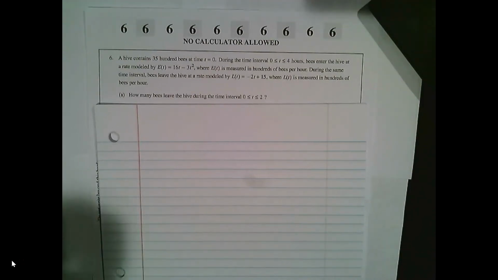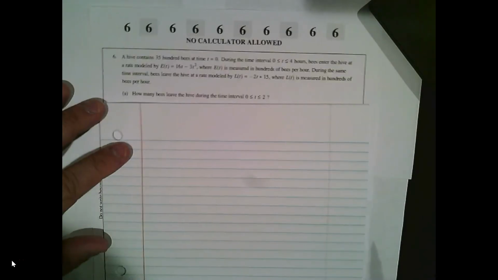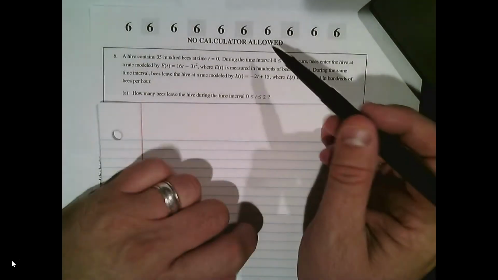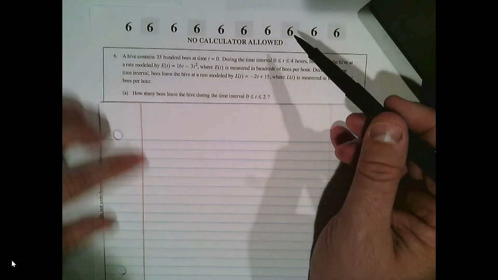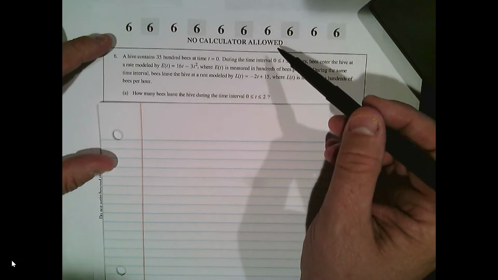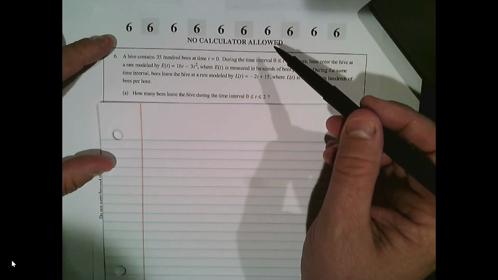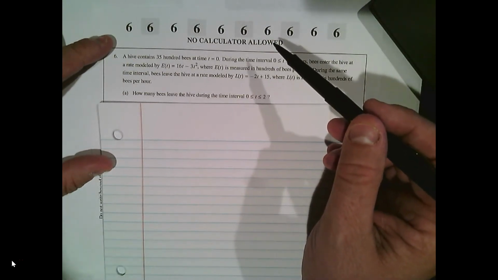All right, friends, we've made it. This is the last question that we're going to look at. Again, this is question number 6 from the 2016 AB International Exam. This question does not allow you to use the calculator, so resist the temptation. Put that calculator away.